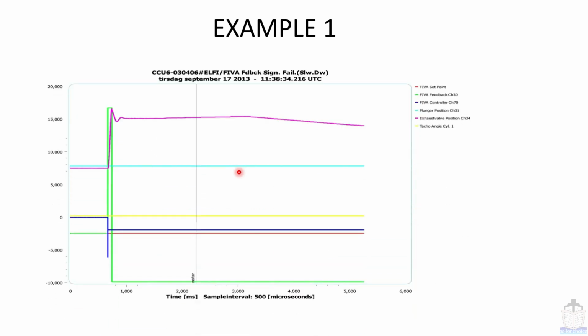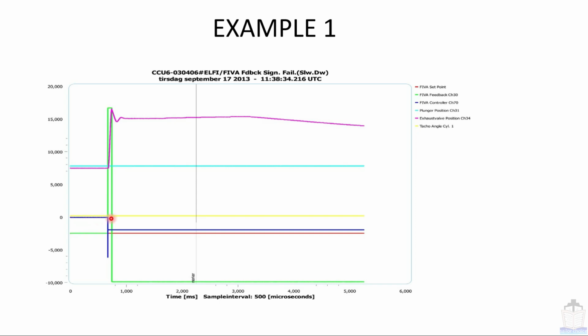Now we are going to see various examples one by one, and in each example we will see various graphs which have some problem and we will try to identify the solution of that problem. So in this first example you can see that channel number 30 is not following this FIBA set point. It is going at a very large scale. That means there is something wrong with channel number 30.